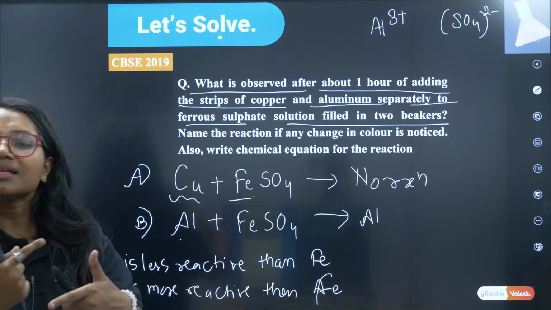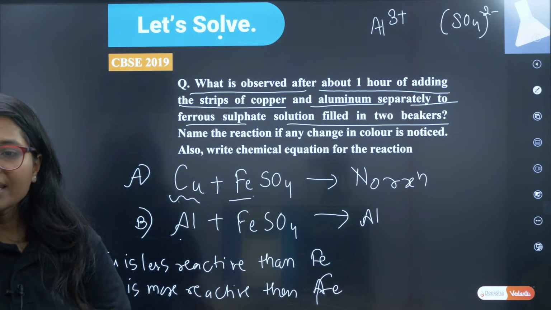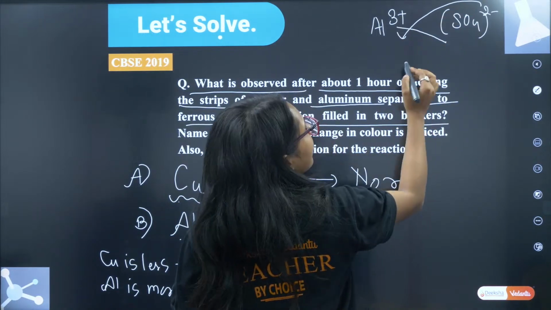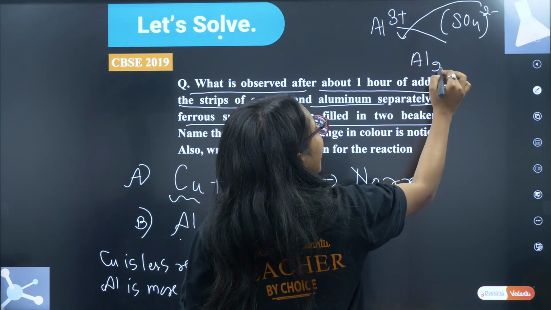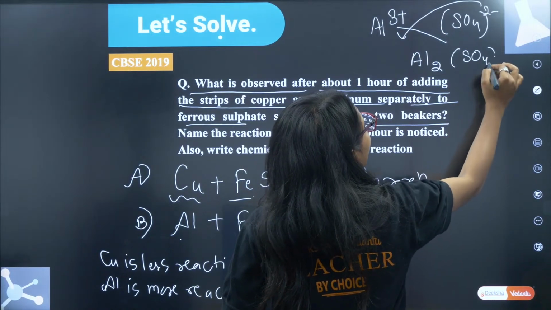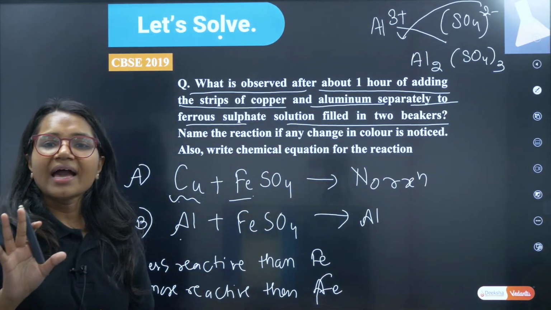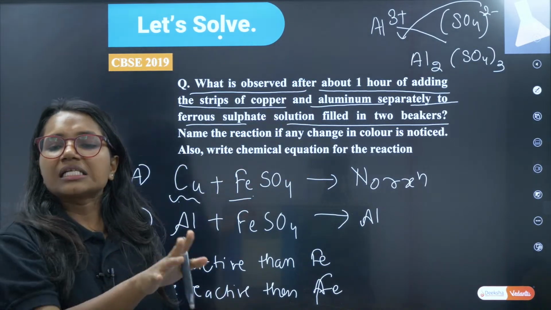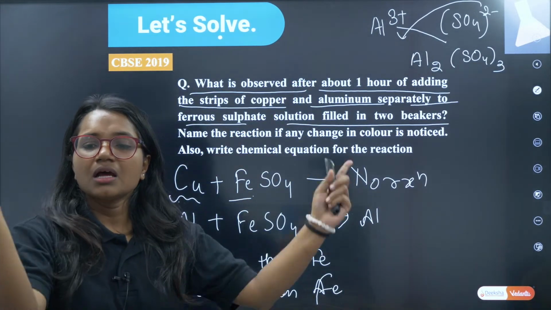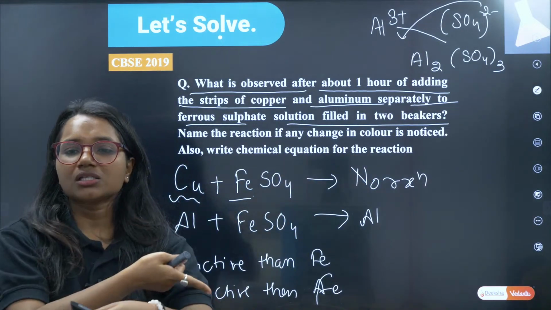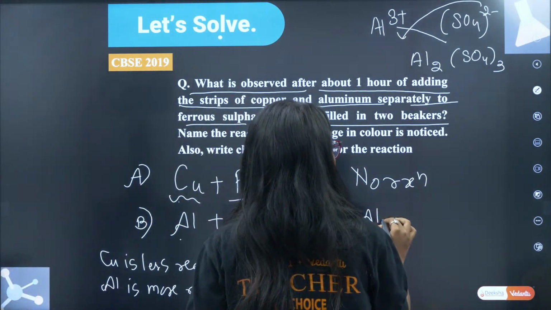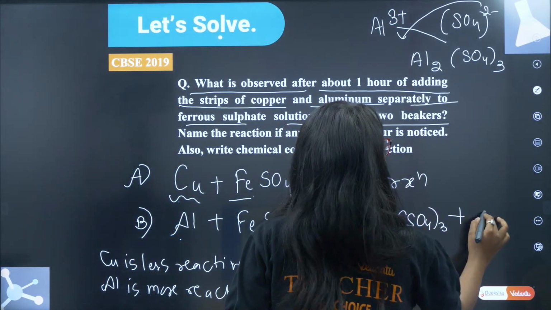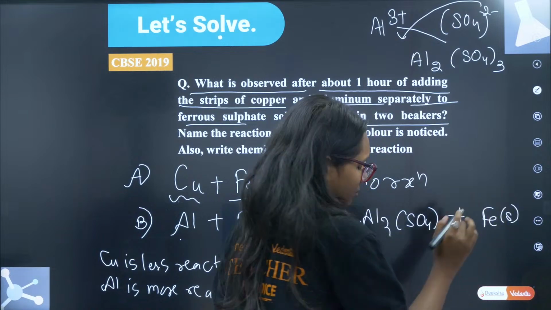Very good. So how? 3 will come here and 2 will come here. What is going to be the formula? Aluminium 2 and sulfate thrice. Do you have any doubt in writing the formula? Aluminium 3 plus, sulfate 2 minus, and the charges get crisscrossed. You get the formula Al2(SO4)3, plus iron metal will come out.